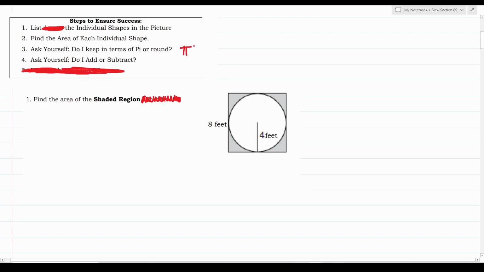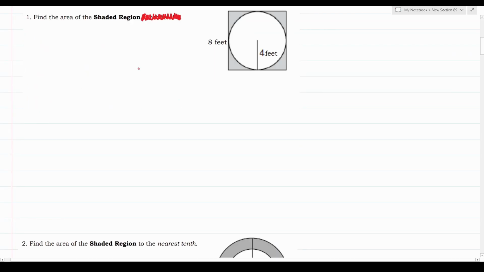On the ASVAB, pi, for the most part, is always going to be 3.14. So for our purposes, we're always going to be rounding, and more specifically, we're always going to be using 3.14 to estimate pi. And then finally, you want to ask yourself, do you add or subtract? More often than not, when you're trying to find the area of a shaded region, you're going to be subtracting. Okay, so with those things in mind, let's go ahead and look at this first problem.